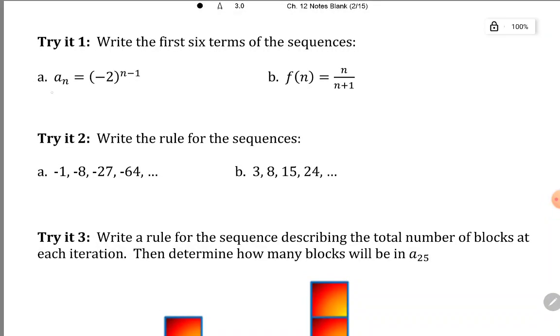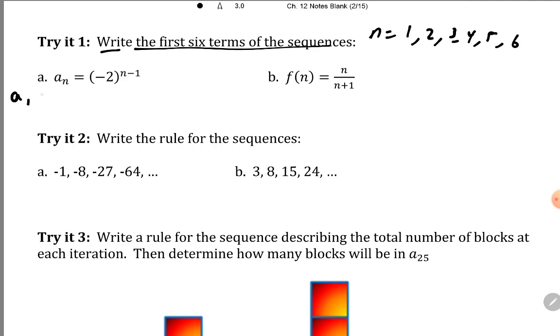So this is our explicit rule here. If I want to know a certain position in the sequence, like if I wanted to know the second position, I would plug in n equals 2 into this equation. That will give me a number. So our problem here is write the first 6 terms of the sequences. So we're just plugging in 1 through 6 into our equation to get our 6 terms of the sequence.